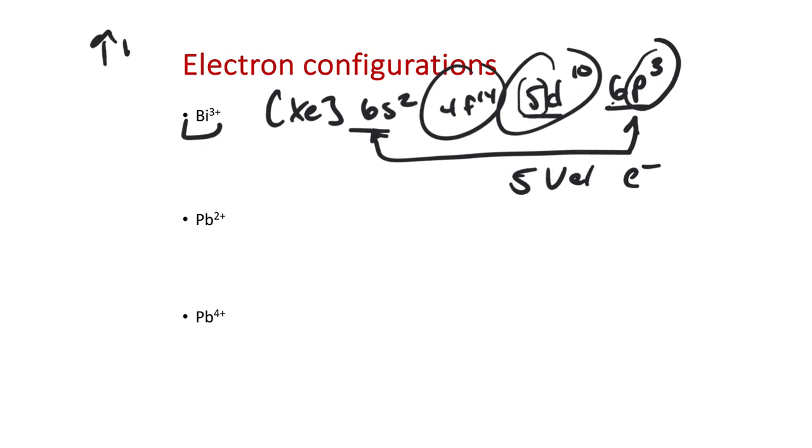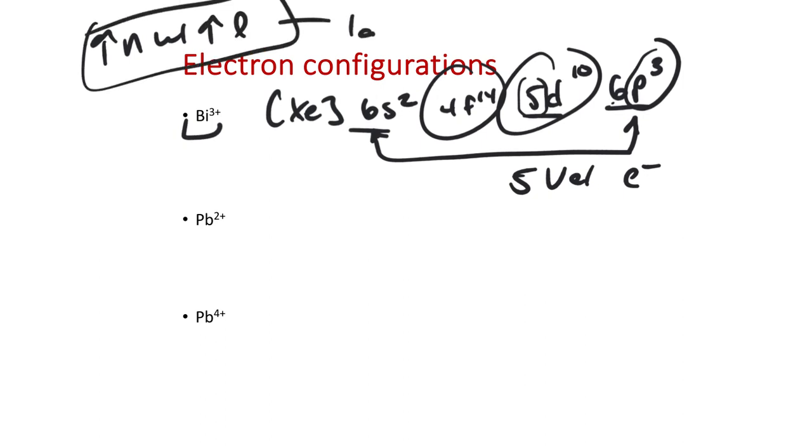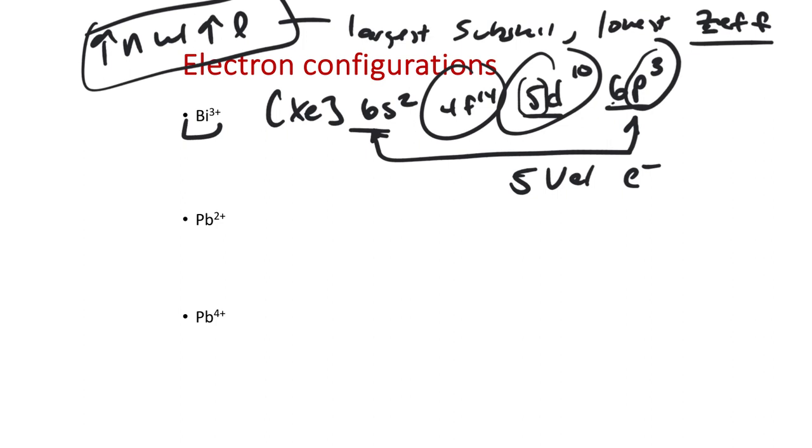So we want to remove the highest n, and if we have multiple subshells that share that n value, we want to take the ones from the highest l. This is just another way of saying largest subshell, or lowest effective nuclear charge, so those ones with the lowest Z effective. And so bismuth 3+ would have the configuration of 6s2, 4f14, 5d10. We have this configuration here.